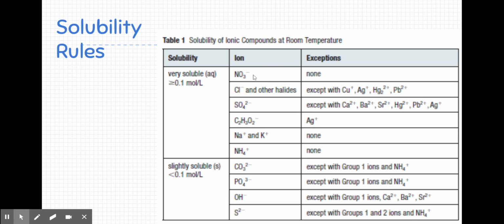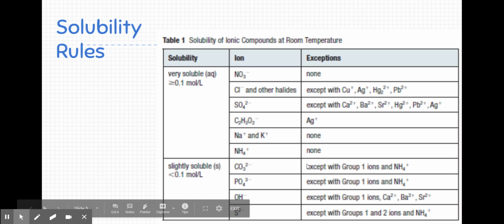Some of these compounds, such as nitrates, ammonium compounds, sodium, potassium, have no exceptions. Every ionic compound that's formed with one of those ions, regardless of what the anion is, or the cation in the case of nitrate, has high solubility. Acetate, sulfate, and the halides are typically highly soluble, but there are some exceptions here. So the exceptions are listed here. So ions that are formed between calcium 2+ and sulfate have low solubility.